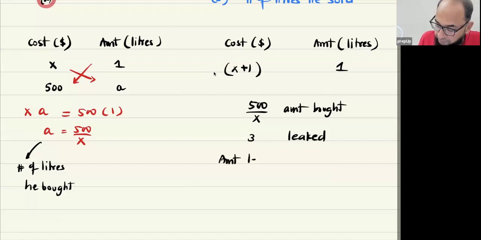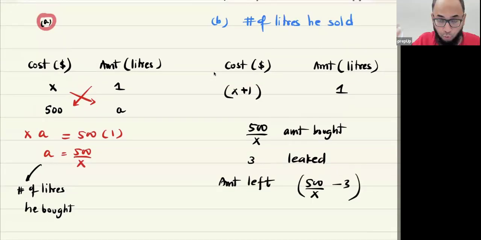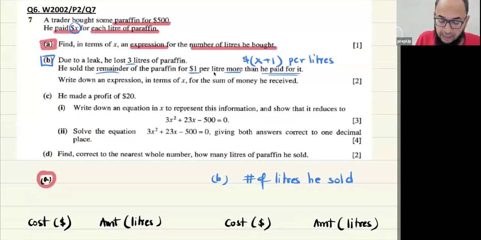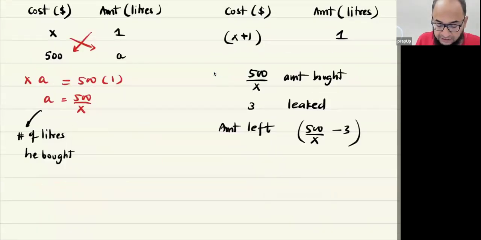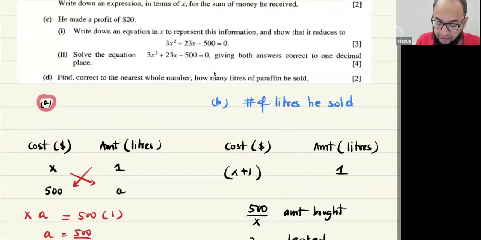Amount left is 500 over x minus 3. Let's grab the whole idea once again. A trader bought paraffin for $500. He paid x dollars for each liter. Find in terms of x an expression for the number of liters he bought. x dollars for 1 liter, $500 for A liters. A is the liters, A is the amount. So A is 500 over x, that's the amount of liters he bought.